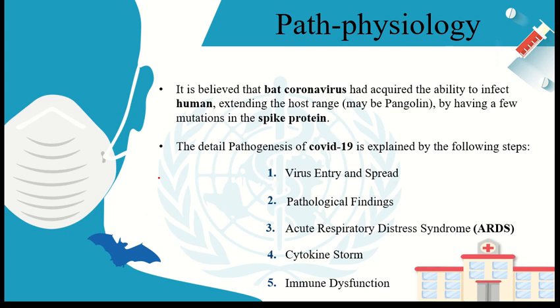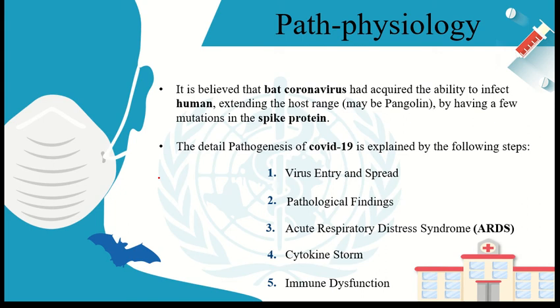COVID-19. Now, pathophysiology. So it is believed that a bat coronavirus had acquired the ability to infect humans, extending the host range, maybe via the pangolin, by having a few mutations in the spike protein. And I already told you what spike proteins are and what their function is in transmission.